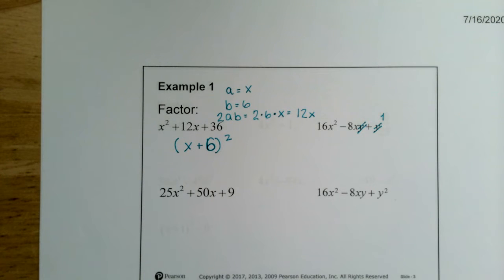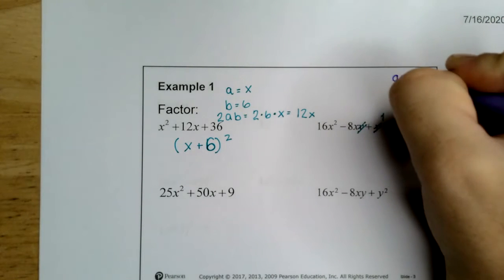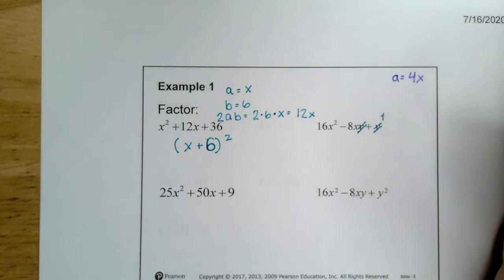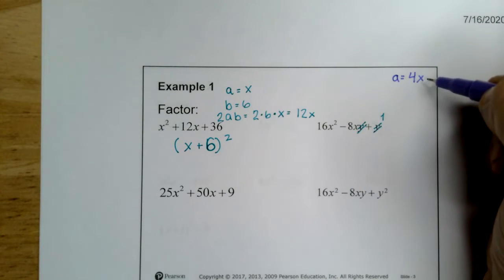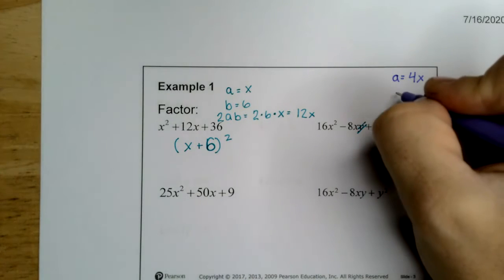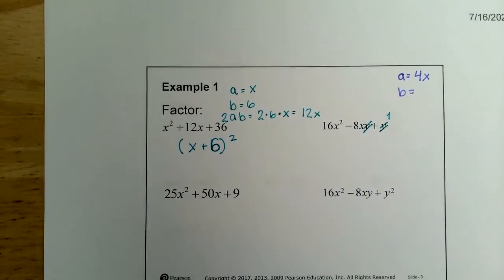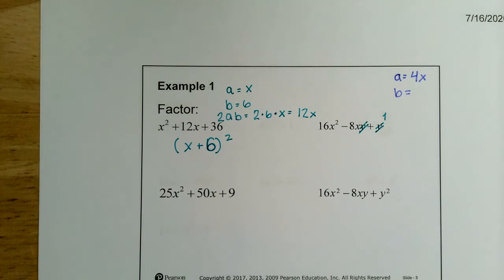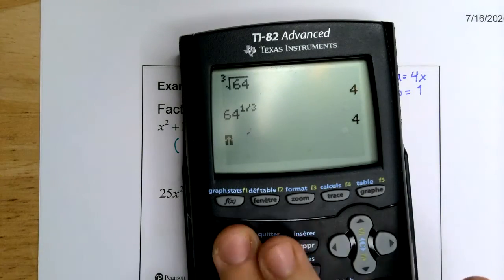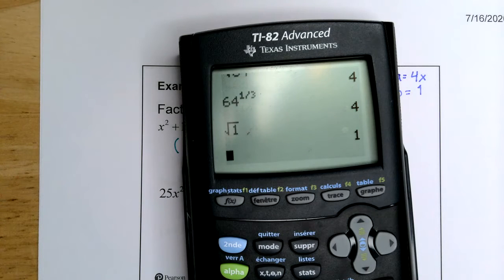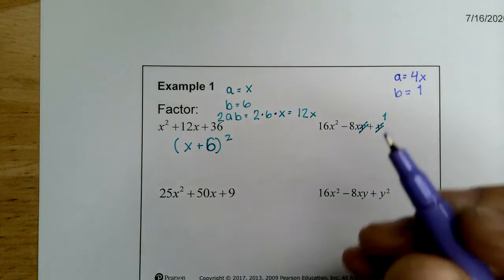Okay. So for this one, a would be 4x, right? Because 4 times 4 is 16, x times x is x squared. B, we just leave at 1 because the square root of 1 is 1. 1 squared is 1. Okay.